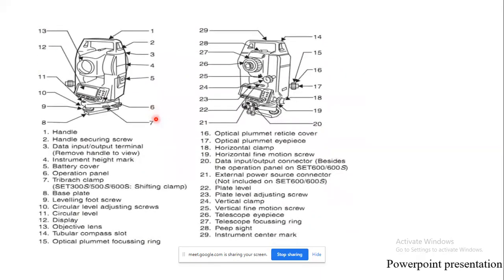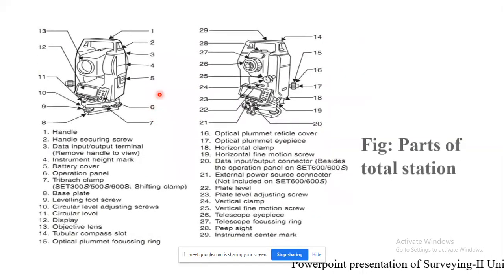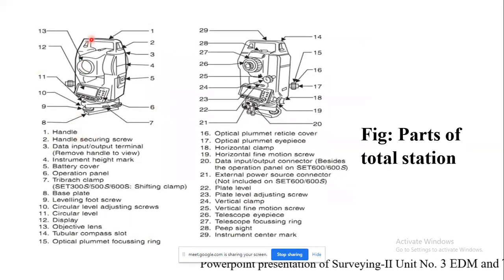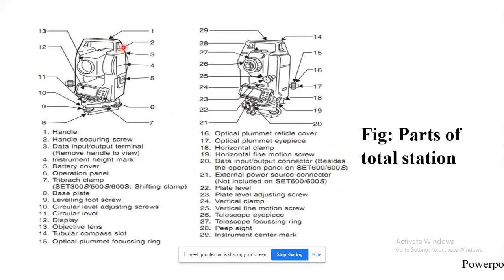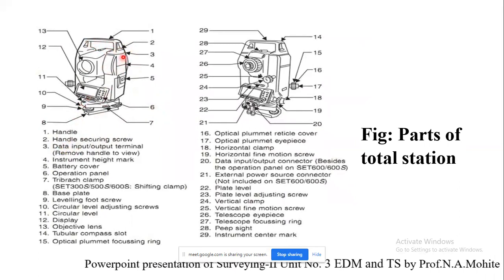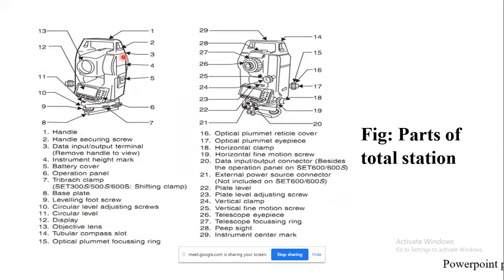So we'll see the parts one by one. Okay, so one, as I told you, is nothing but the handle. Second one, here you can see, is the handle securing screw. So it doesn't remove that handle. Then third, here you can see the data input or output terminal, remove handle to view. Then fourth one is the instrument height mark.